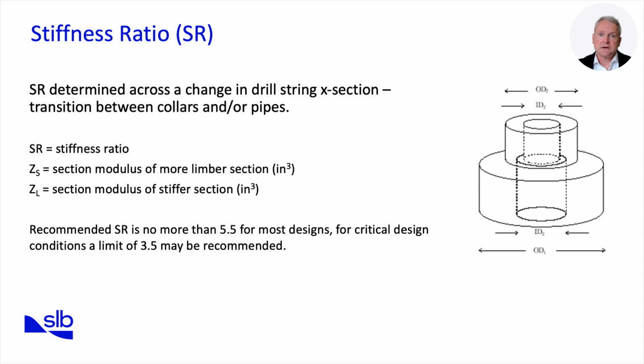The stiffness ratio, or SR, is related to the transition between drill string cross-sections, that is the transition between the collars and pipe. Areas where this is critical are crossovers. If the transition in the crossover is great and the length is not long enough, the stiffness ratio will be too high and the structure will be at risk of failure. An example is a crossover sub that has been rethreaded multiple times. Each time the length of the sub reduces until it is beyond the safe limit for the stiffness ratio.